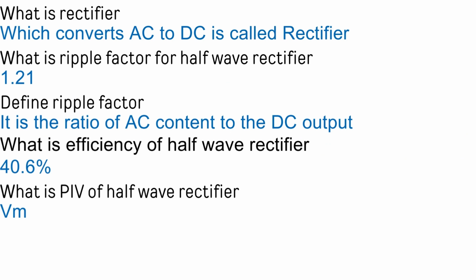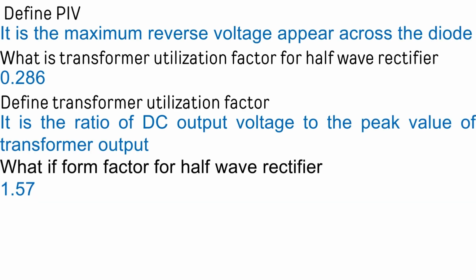What is a rectifier? A rectifier is a device which converts AC to DC. What is the ripple factor for a half wave rectifier? The ripple factor is equal to 1.21. Define ripple factor. It is the ratio of AC content to DC output. What is the efficiency of a half wave rectifier? The efficiency of a half wave rectifier is 40.6. What is the PIV of a half wave rectifier? The PIV of a half wave rectifier is VM. Abbreviate PIV. PIV means peak inverse voltage. Define PIV. It is the maximum reverse voltage that appears across the diode.